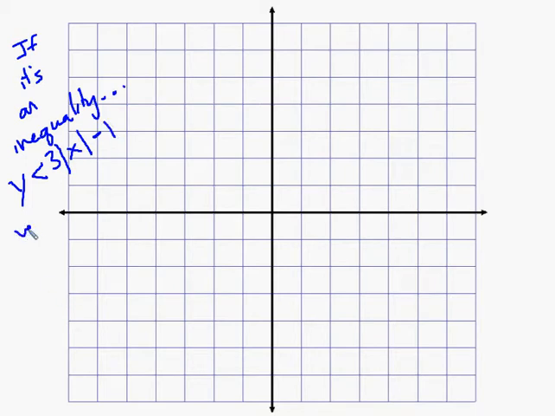So where's my vertex? What's my x-coordinate? 0. There isn't any transformation there, and -1. So I'm going to start at 0, -1. That's my vertex. So what's my axis of symmetry? X equals 0. So that's this dotted line, that vertical line that's going through there, axis of symmetry.